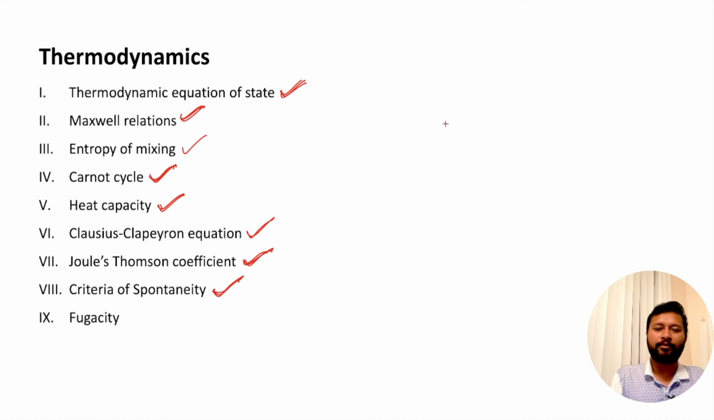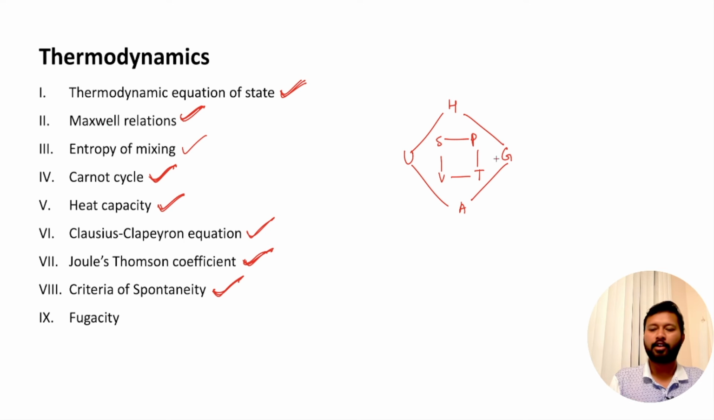So you just have to remember that you have to write down S P V T, where S is entropy, P is pressure, V is volume, T is temperature, and then you have to write down H, U, G and A. Okay, so this is called the thermodynamic extended square, and I have discussed this in my video on Maxwell relations, the trick video.